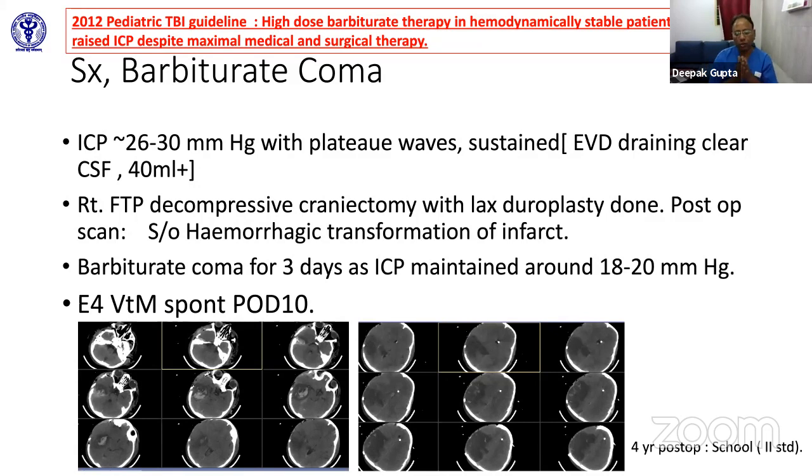So this case shows the importance of doing repeated CT scans based on the ICP values, the importance of doing ICP monitoring in severe traumatic brain injury patients, and of course, you must use all your resources, let it be surgery, medical management, and barbiturate coma in saving such cases.